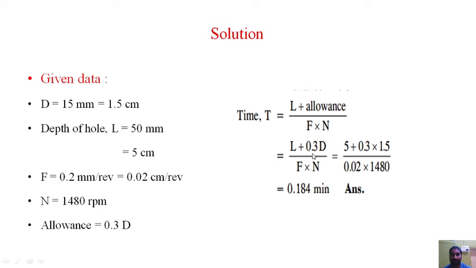So the allowance is mentioned as 0.3 times the diameter. The depth of the hole is 5 centimeter plus 0.3 into diameter, which is 1.5. The feed is 0.02, substituted here, and the RPM is directly given as 1400. The answer will be 0.184 minute. There is only one hole, so there is no need to multiply by any factor. So this is the final answer.